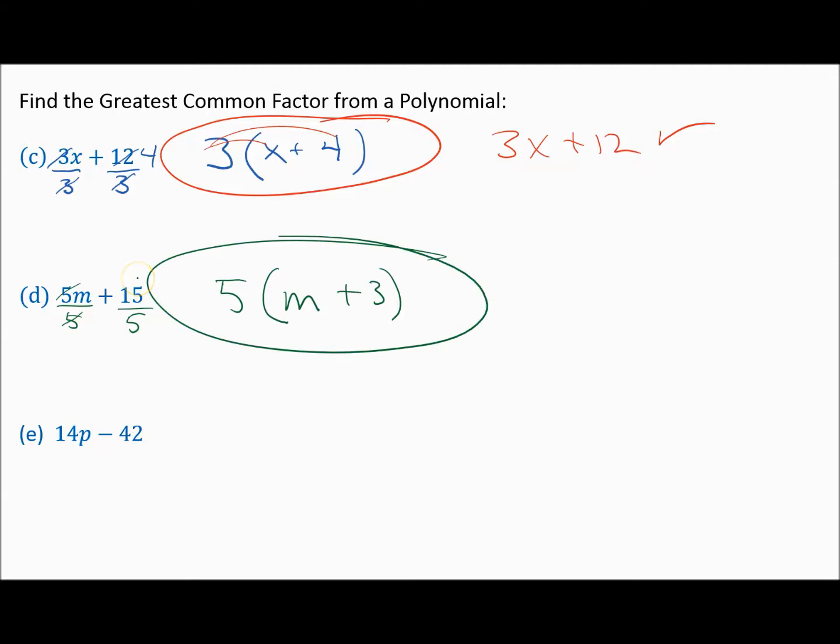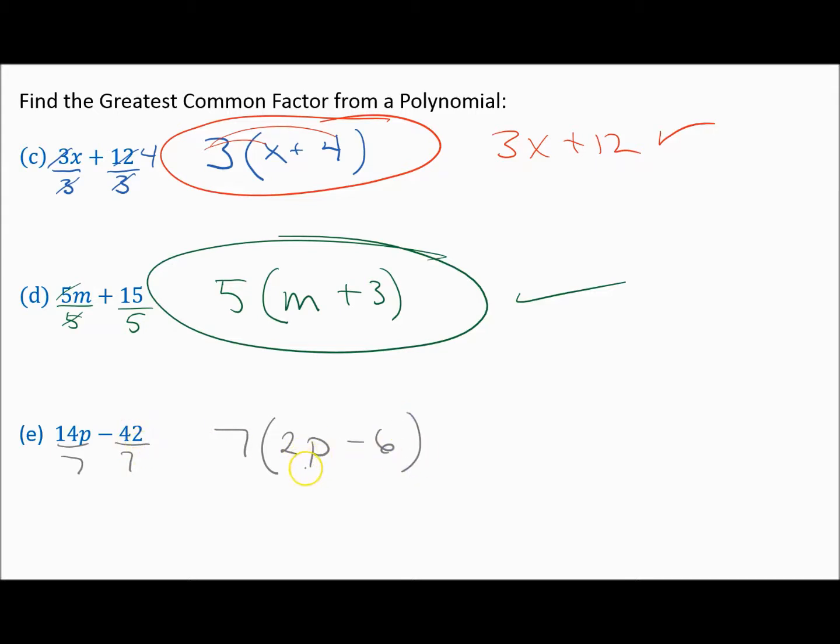Again, check it. You don't have to write it down, but 5 times m is 5m. 5 times 3 is 15. Of course it's right, right? Now 14p and 42, very similar to the last one. Pick a different color, folks, because 14 actually divides into both of those. Now, some of you might have thought, well, 7 divides into both of them. Let's write it down and see. If I pulled out a 7, okay, so 7 divides into 14 2 times, right? So that'd leave 2p. And 7 divides into 42 6 times.